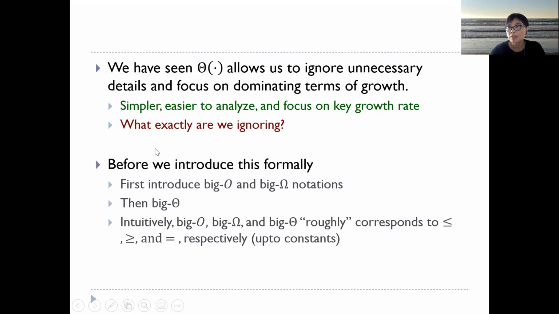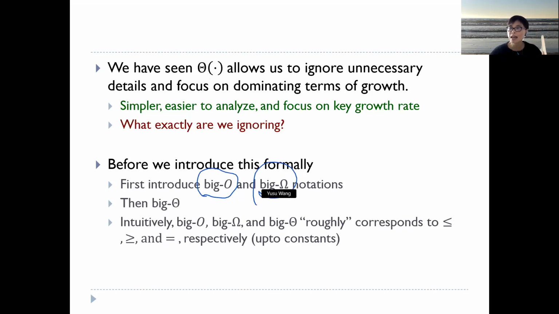Now, intuitively, I already used the term. I said big theta of n means the same order, the linear order, or that your algorithm roughly grows like n. So you can intuitively think that big theta means the same, up to constants and the lower orders that we're ignoring. To define this precisely, instead of directly introducing big theta notation, I'm going to first introduce two other notations, the so-called big O and big omega notations.